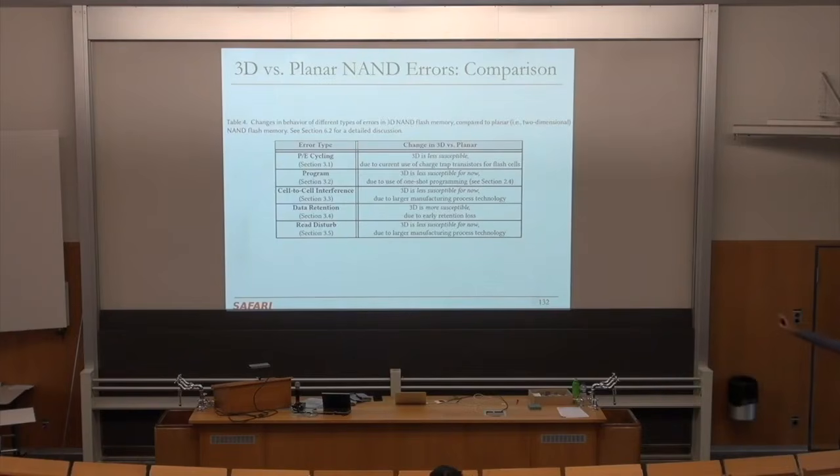So this is the breathing room that you see, right? The manufacturers got a breathing room because they were able to actually invent a new technology where they could manufacture much better. A lot of the error characteristics are better, but some of them are worse.